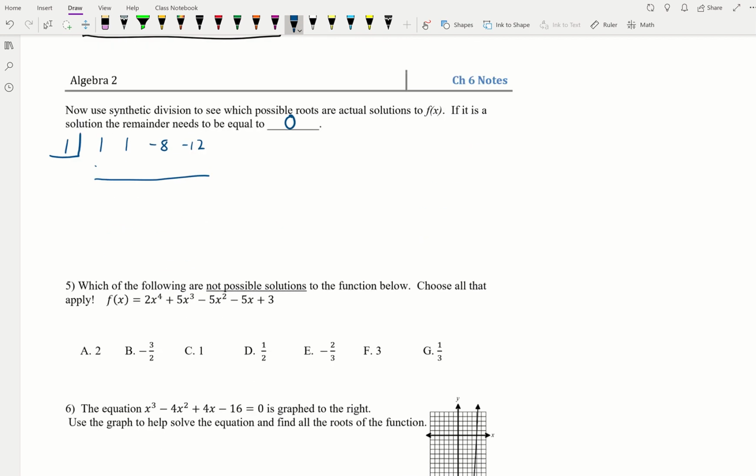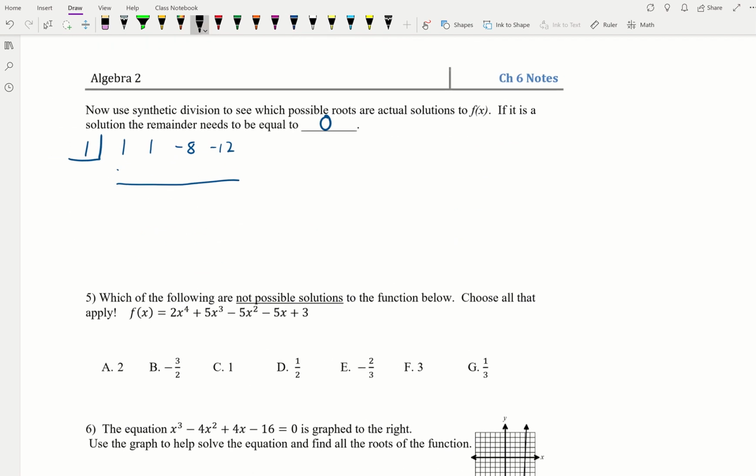And this would be where doing synthetic division over long division is going to save a lot of time. Bring down the 1. 1 times 1 is 1. Add, you get 2. 1 times 2 is 2. If we add here, we get -6. 1 times -6 is -6. That's -18. That's not 0, so 1 doesn't work.